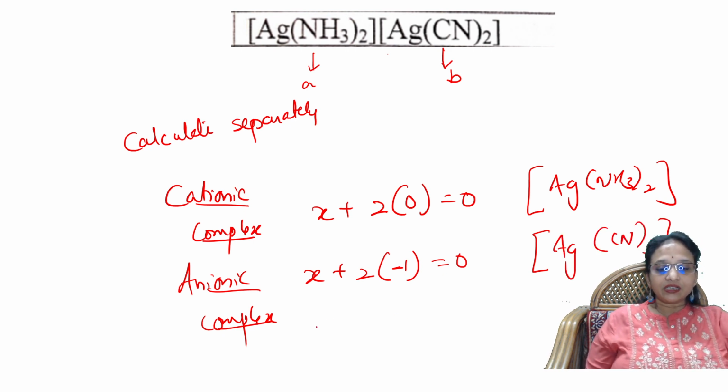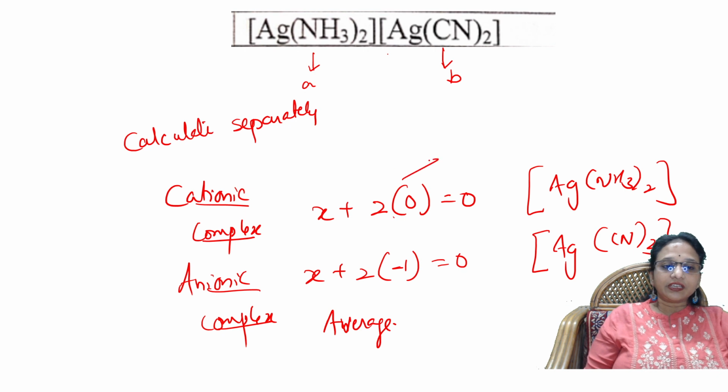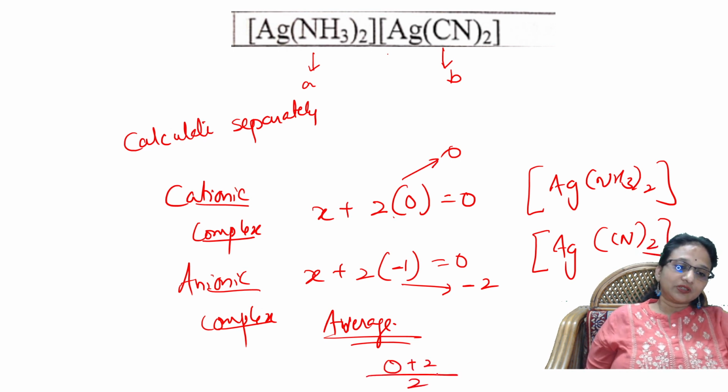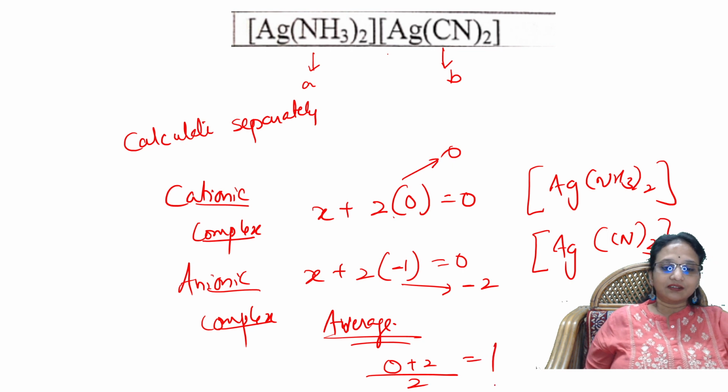This is for the second complex. So what do you get? You get an average. So take an average of both. Take an average of both. Here how much did I get? 0. Here how much did I get? -2. So I've taken average 0 plus 2 by 2. Yes, 0 plus 2 by 2. It's nothing but 1. Correct.